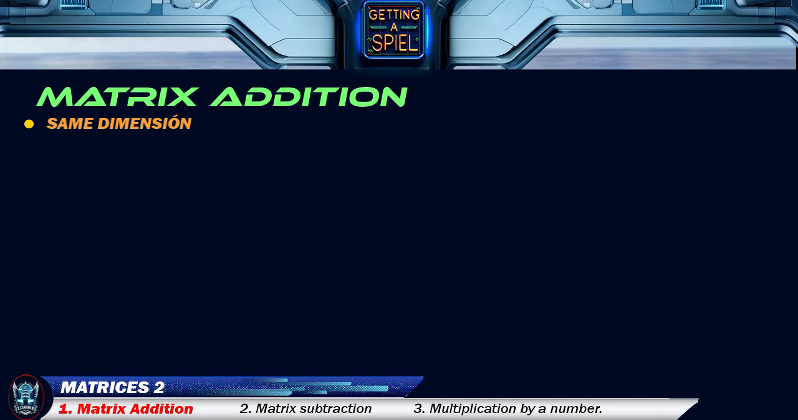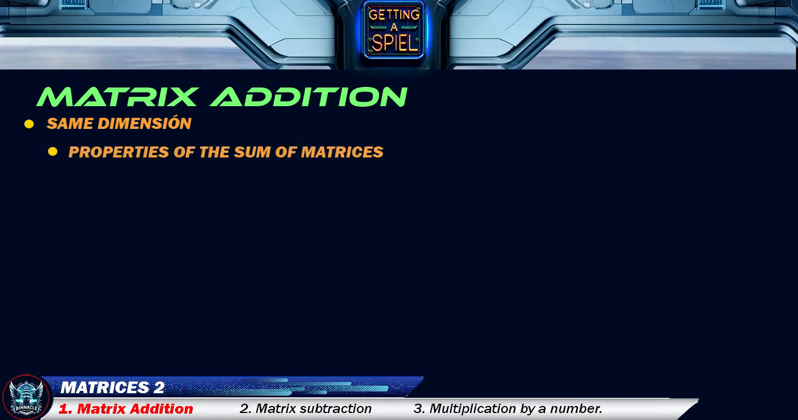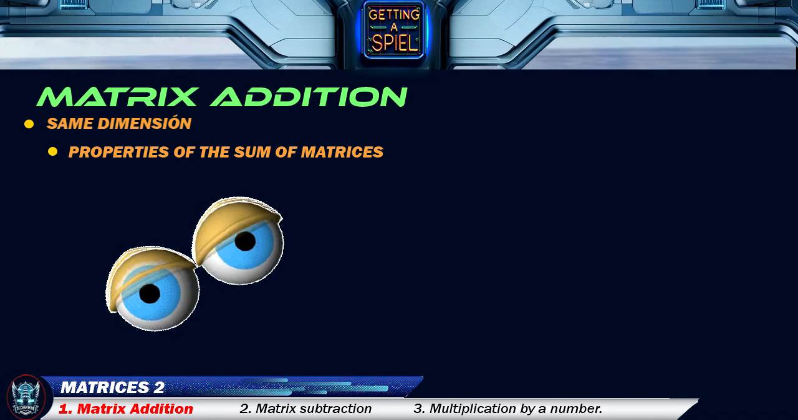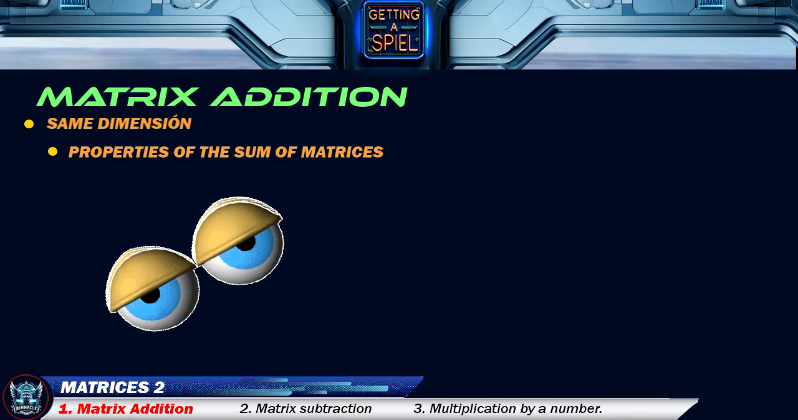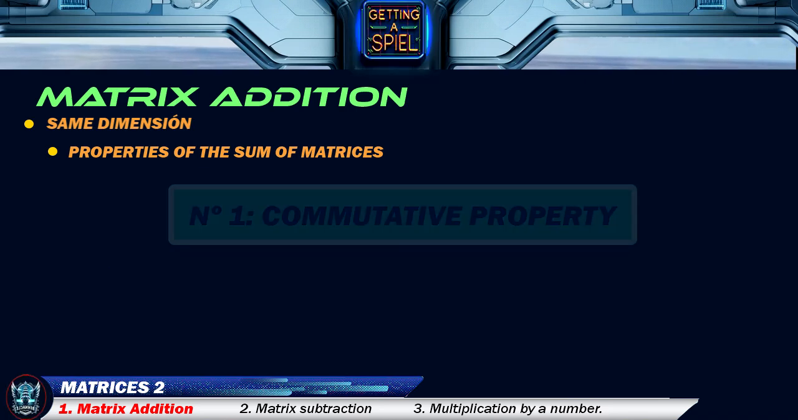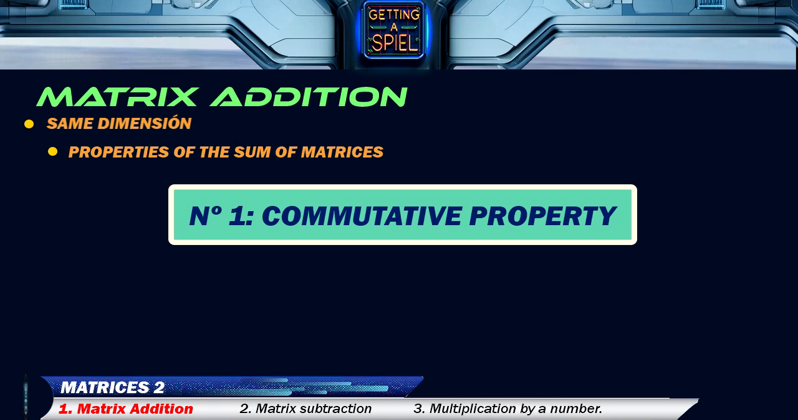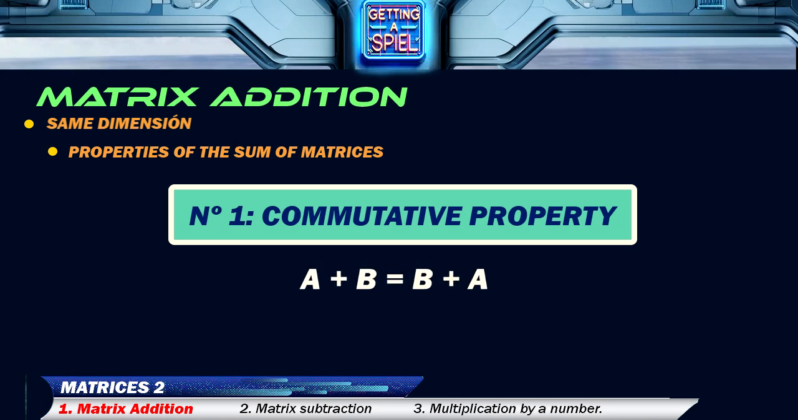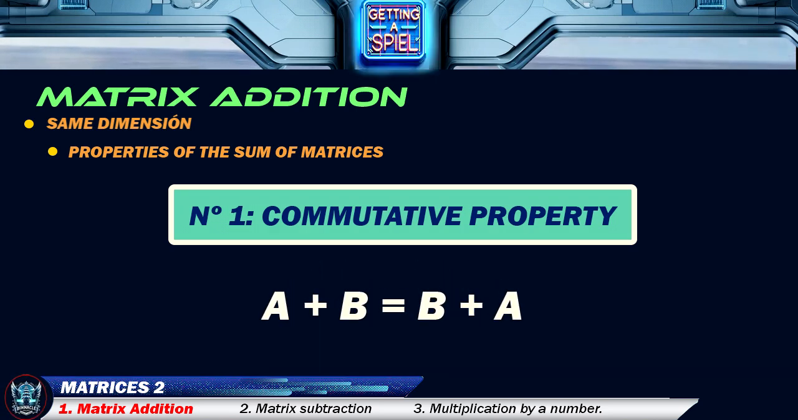Lastly, and although it may seem a bit boring, let me introduce you to the properties of matrix addition. They will allow you to be certain that what you are doing is correct, as well as to recognize incorrect operations. The first is the commutative property of addition. With what you have just seen, I'm sure this property seems evident to you. A plus B is the same as B plus A.